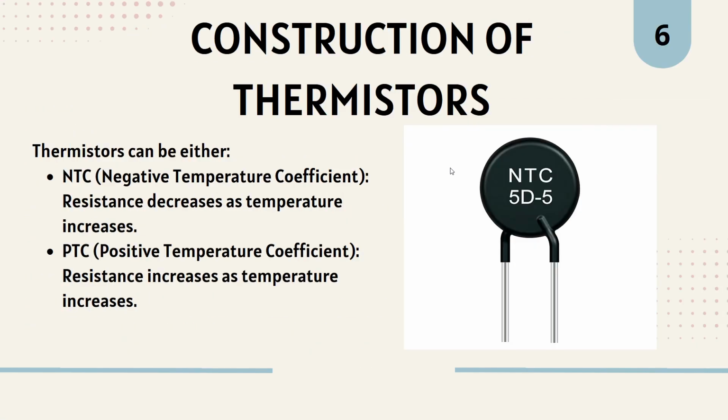Second one, the positive temperature coefficient thermistors. The resistance increases as the temperature increases in these thermistors. The main application is that it is commonly used in overcurrent protection, heating elements, and de-icing equipments.